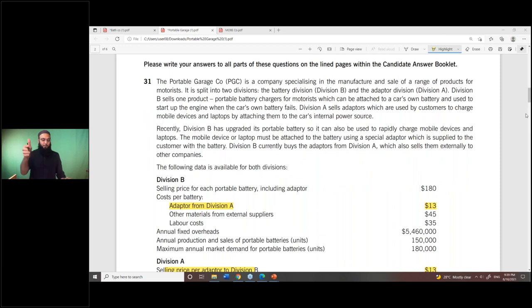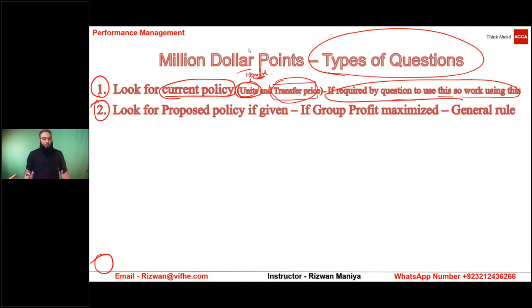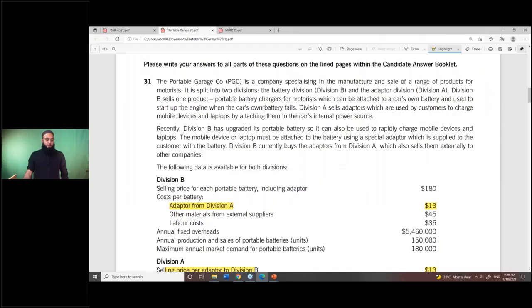Okay. Getting my point? See the analysis. Wow. Great. Now, the question will ask you to use the current policy, so figure out that. And when I say current policy, I mean the units that they are currently transferring and the price. If the question is about that, use the current policy and work out the things. Okay, now you have to be with me here. Now I'm starting a question. Portable Garage here. So be very much with me here.